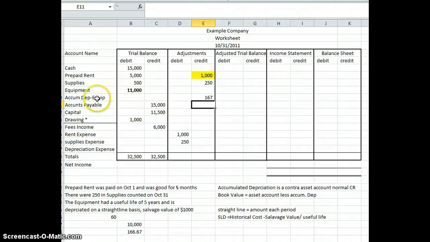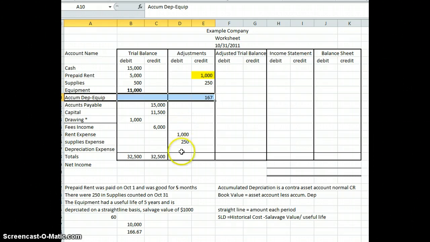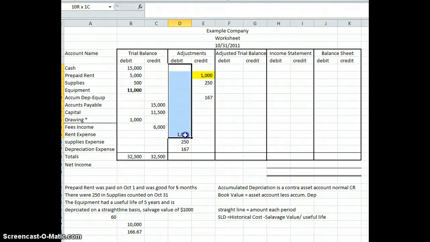So we're going to record the accumulated depreciation as a credit, remembering that it has a normal credit balance. And then we're going to come down here and record depreciation expense. And this is where we record the expense for capital assets. We depreciate them and recognize a little bit of expense each period in which we're using the equipment and helping to generate revenue. So next thing I'm going to do is sum the columns.